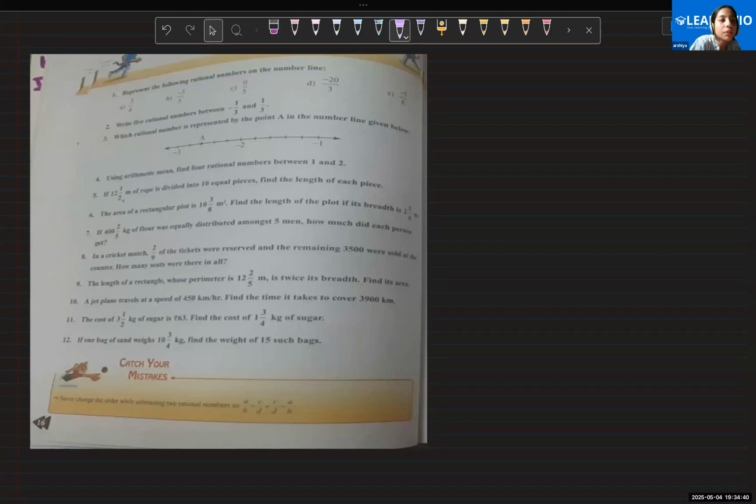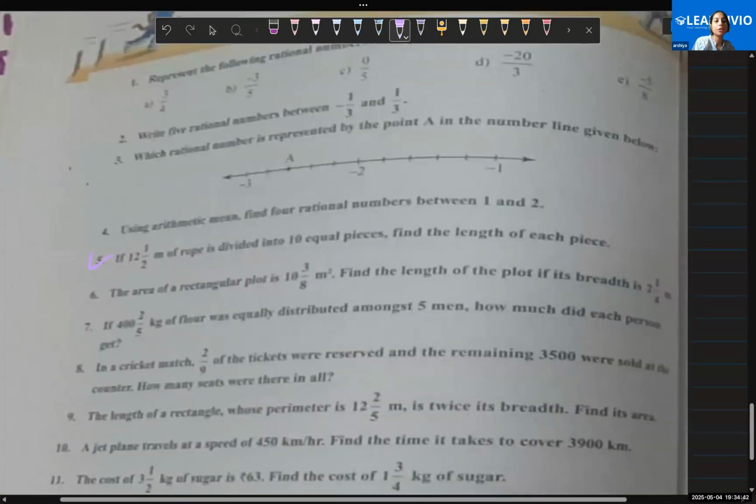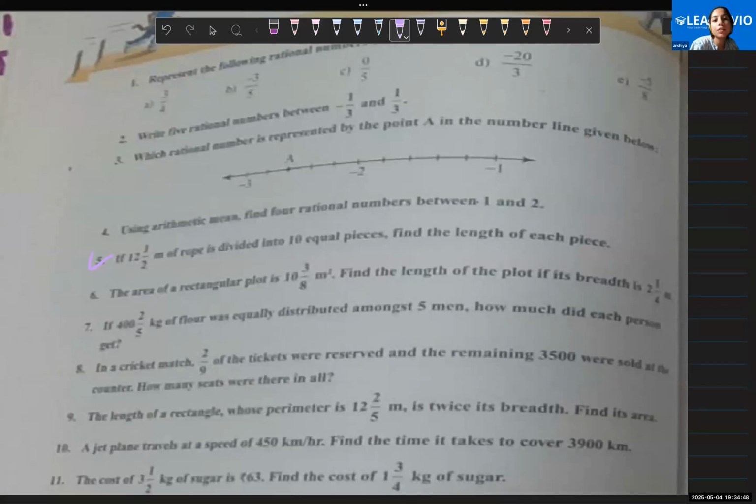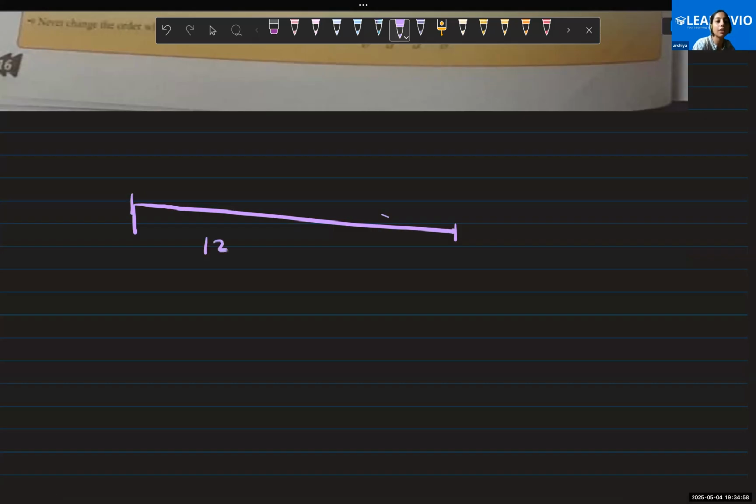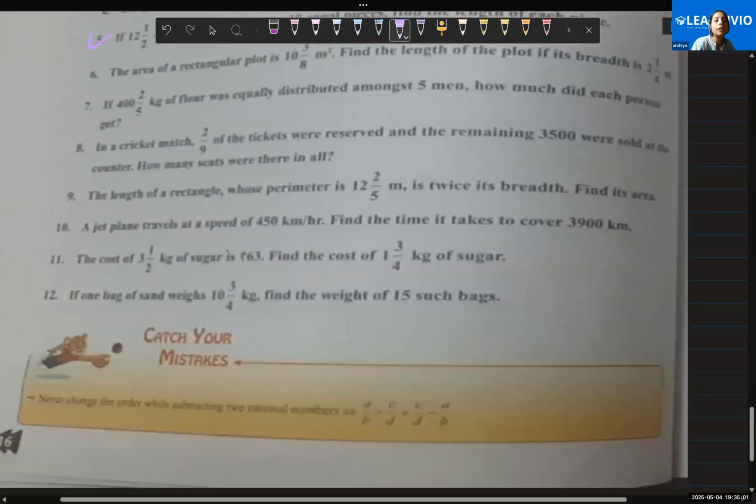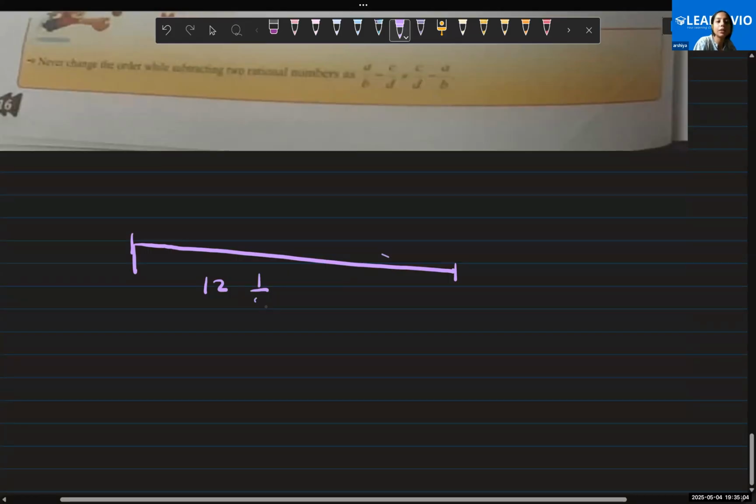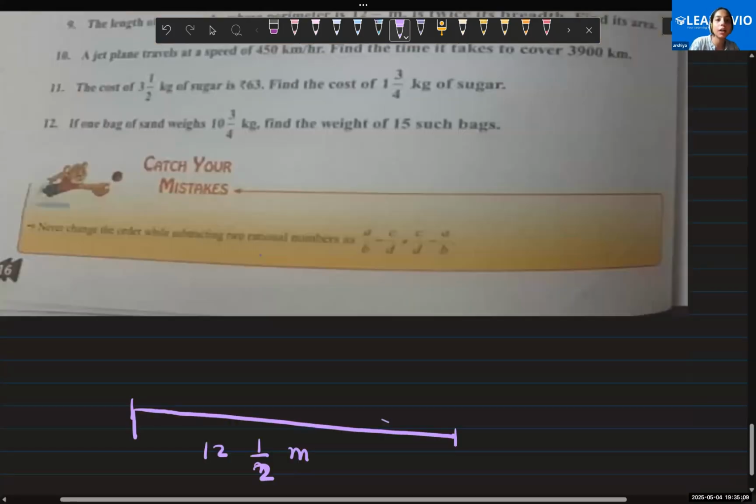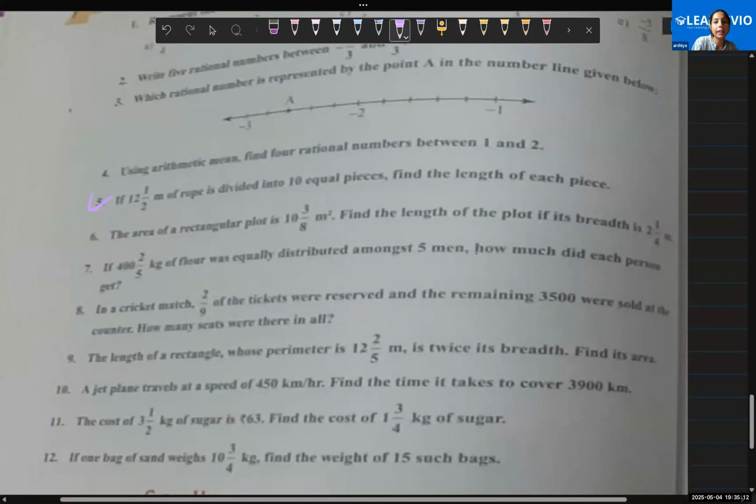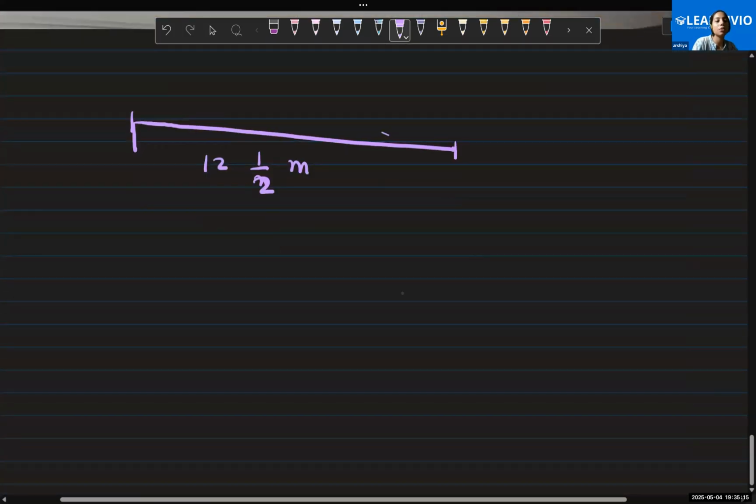Okay. So question number 5 says that if 12.5 meter of rope is divided into 10 equal pieces, find the length of each piece. So basically the whole rope, did you understand the question? Yes, ma'am. Yes, there's a rope that is 12.5 meter long, and it has to be divided into 10 parts. So basically the whole question tells you the answer that you have to divide 12.5 by 10 to find each piece. Okay. So can you divide and tell me the answer? How will you solve this?